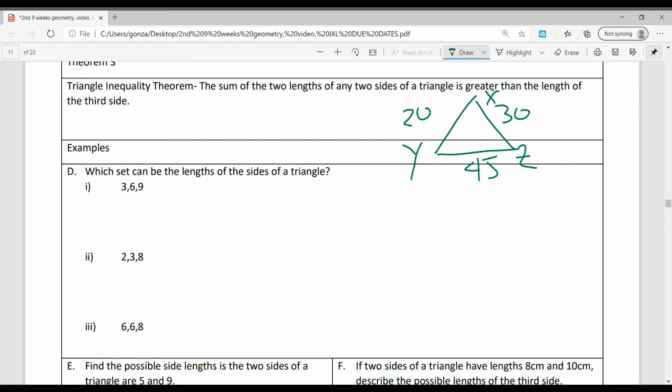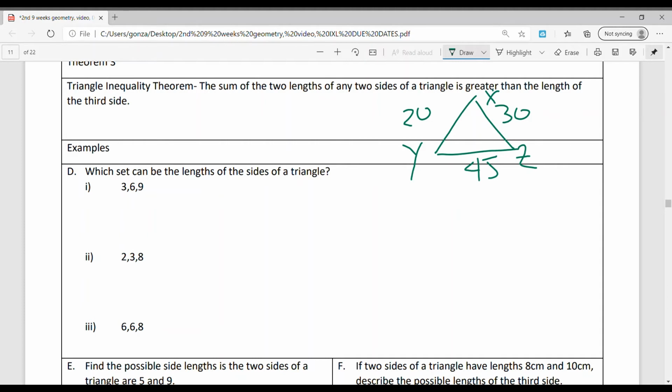Okay, so now we have the triangle inequality theorem. The sum of the lengths of any two sides of a triangle is greater than the length of the third side. All it is is an inequality. So what you're going to need to know is that triangle XYZ has three different sides, and if we add two sides of that triangle, for a triangle to be true, the sum of those two sides needs to be larger than the third side. So here we go.